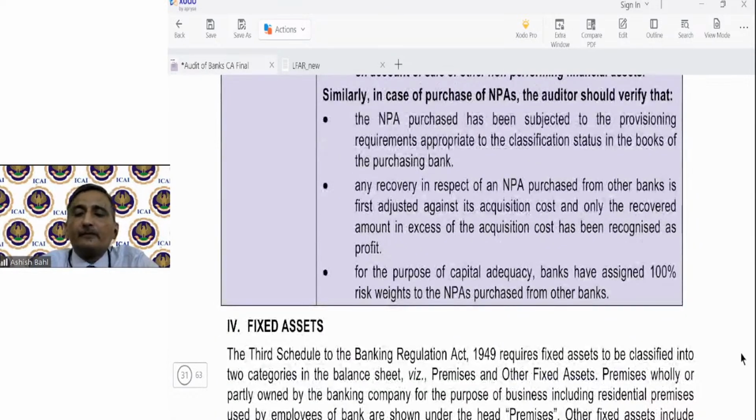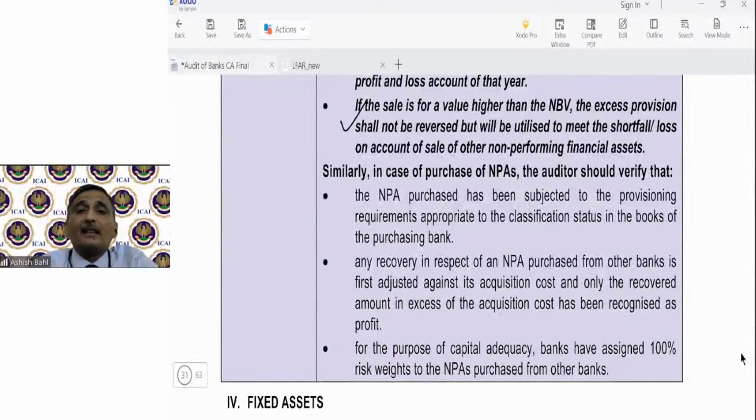And what happens in case of purchase of NPAs? Say you are on the other side, and some bank is purchasing NPAs, not selling. When one purchases an NPA, the purchasing entity has to ensure that it is subject to the provisioning requirements. Say if it has purchased some substandard asset, then it would be classified as such in the books of the purchasing bank.